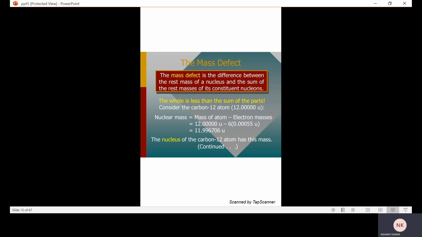The mass defect. The mass defect is the difference between the rest mass of the nucleus and the sum of the rest mass of the constituent nucleons. During the combination of nucleons, some of the mass is converted into energy. So the mass of the atom's nucleons decreases. This difference of initial mass and the final mass is called the mass defect.